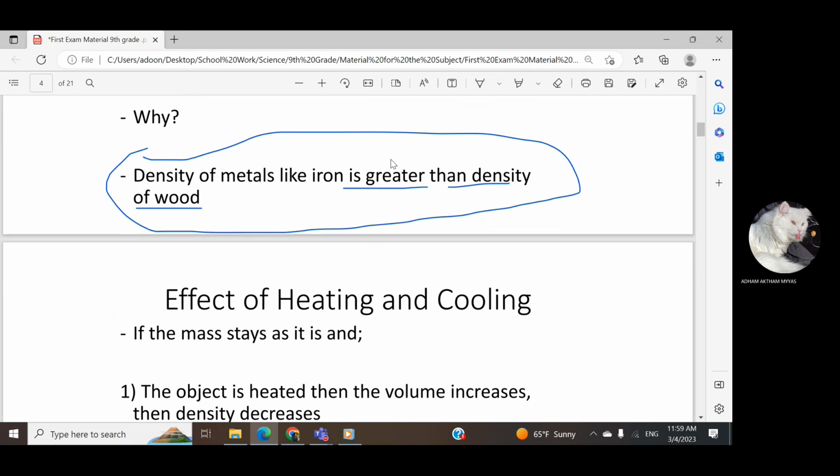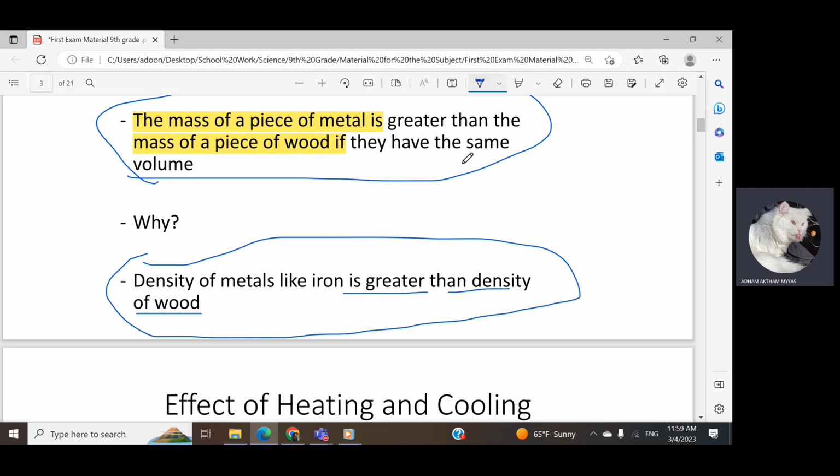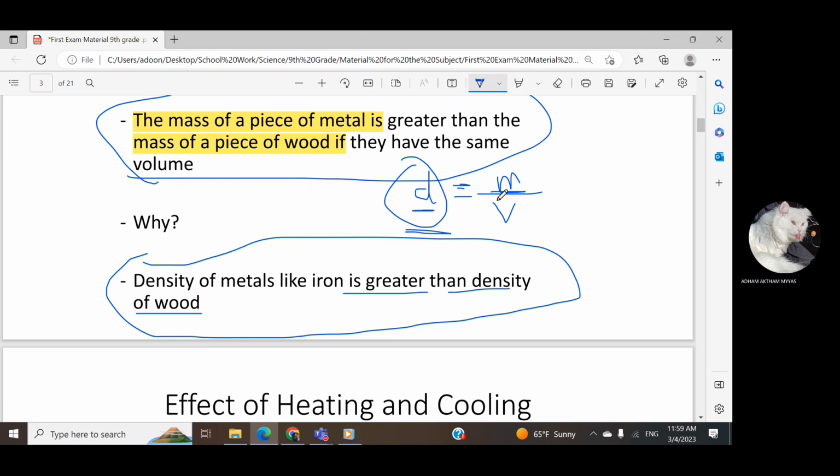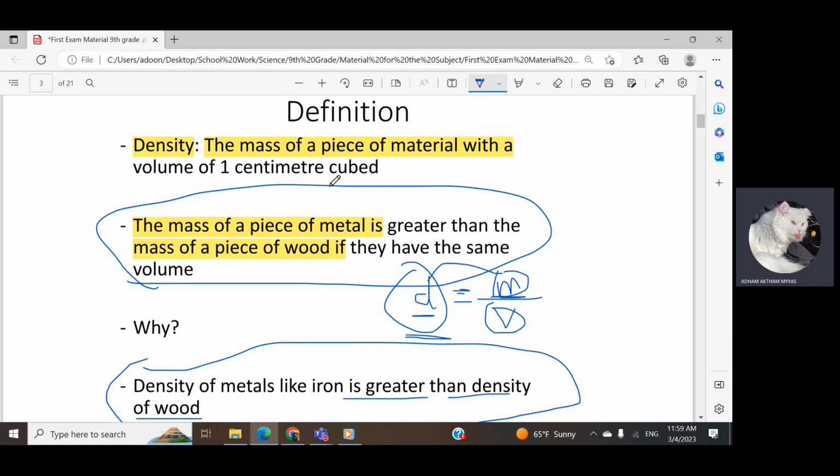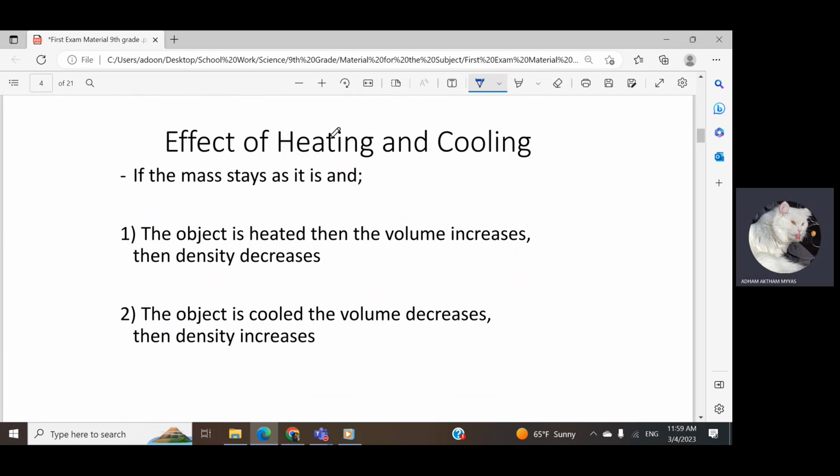That means that the volume here is the same, but for the mass, we put it here and the density is here. We can see that when we raise the mass, we raise the density. So when the volume is constant, the mass changes the density. And we talked about the density as the mass of a piece of a material with a volume of 1 centimeter cubed. That's it. So let's move to the next part.